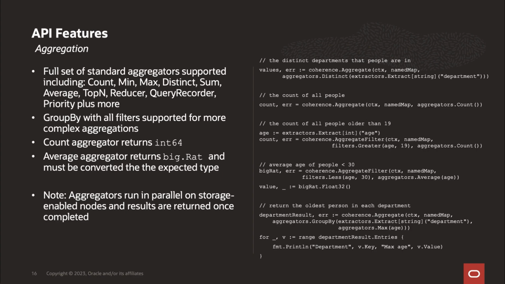We can also then do a count of all the people older than 19. So we have an age extractor again, and we run an aggregator with the filter: age is greater than 19, and we do a count aggregator. We could then do the average age of people less than 30. And a bit more complex example, we will return the oldest person in each department. So we're going to use a group by, which says we want to group by department, and then we want to get the maximum age for each department.